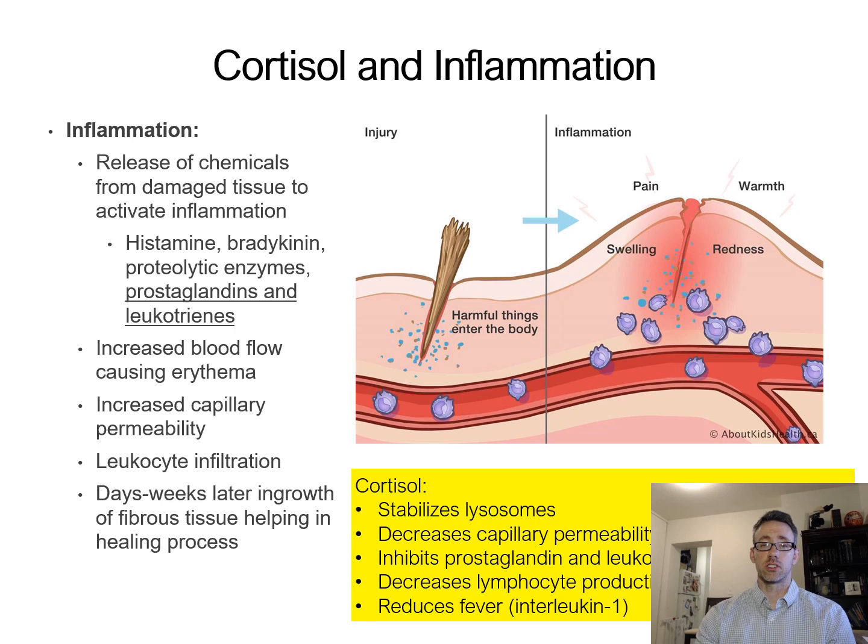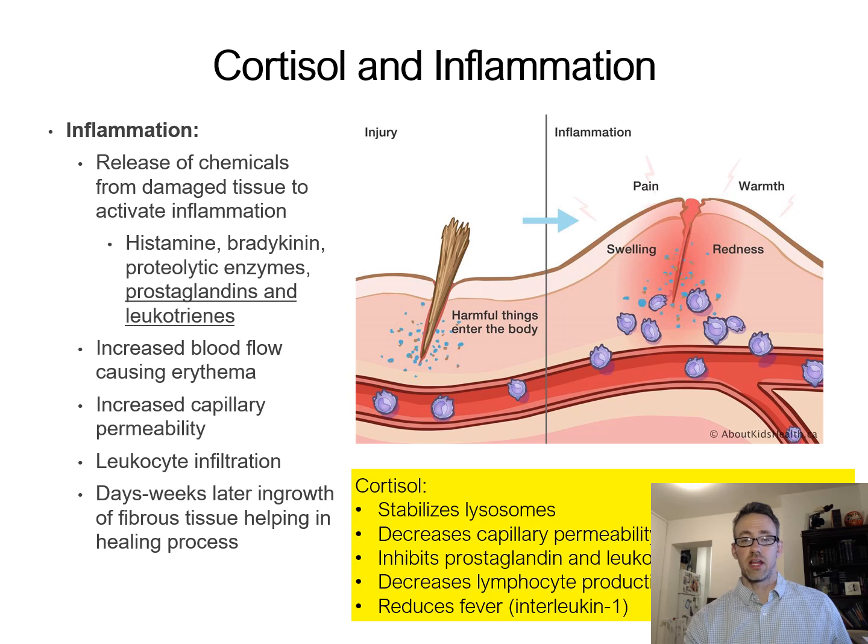And this here is just to quickly talk about cortisol and its role in inflammation again. Just as a reminder, inflammation is a complex cascade of events with many different mediators. So we have, let's say, tissue damage activates inflammation. You have things being released like histamine and bradykinin, proteolytic enzymes, and then prostaglandins and leukotrienes, which play a major role in inflammation. And the result of inflammation is really there's going to be an increased blood flow to that area, causing erythema or redness, right? And then there's increased capillary permeability. So there's going to be some swelling, so redness, swelling.